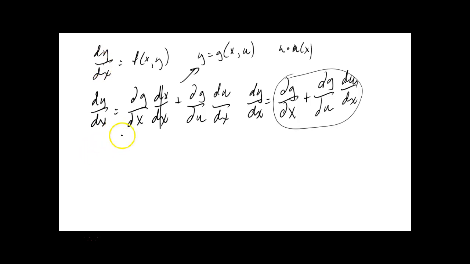I'm going to do the same thing they did because it's a lot easier to write: g sub x. So dy/dx equals what we have circled. When we plug that into dy/dx equals f of x, that's exactly it. So that's going to be g sub x plus g sub u du/dx, which is equal to, now the right-hand side, we're taking the y's out, so this is f of x, g of x and u.